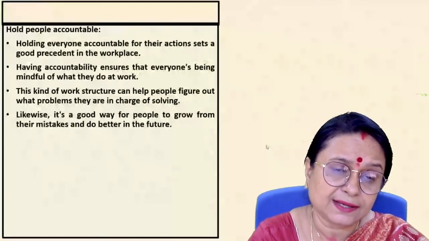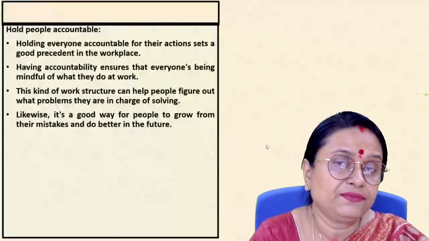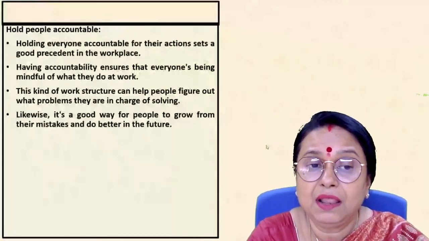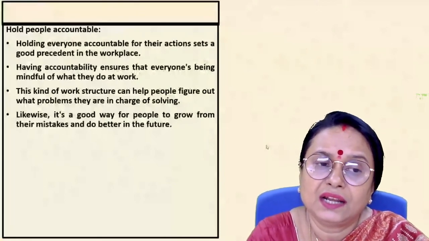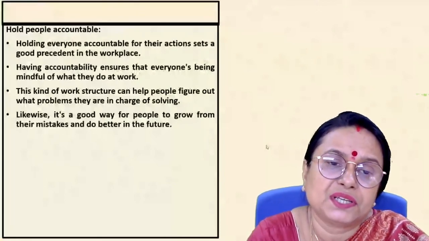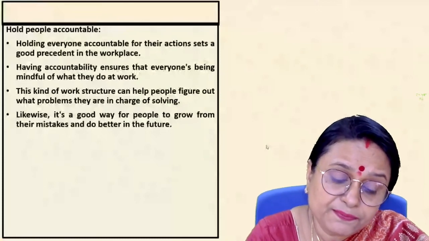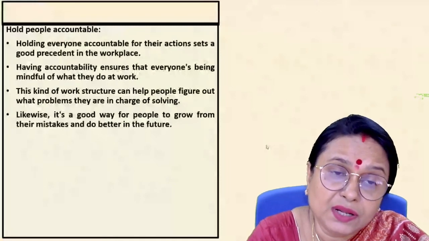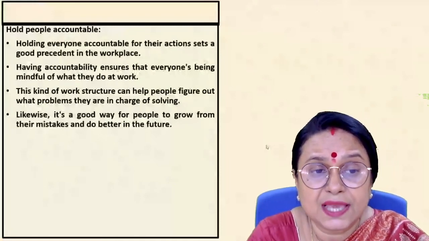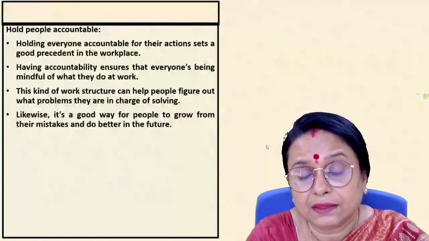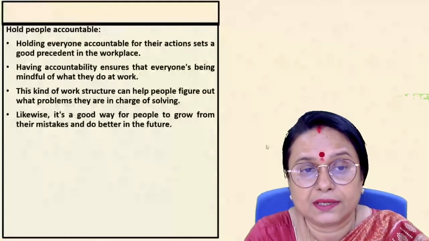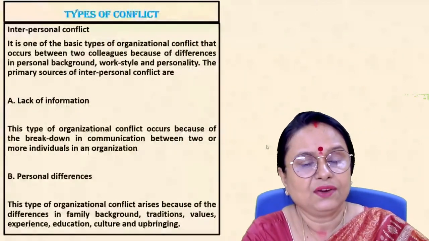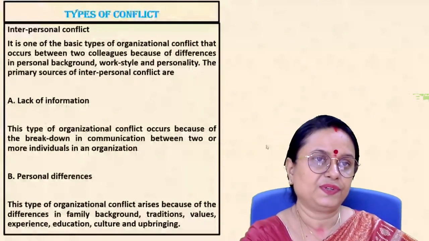So if people accept their mistake, if they take accountability for their mistake, they will learn from it and will not repeat that mistake in future. And if people do not accept their mistake and do not take accountability, then they make the same mistake in future and the conflict will again arise. Then we'll see what the types of conflict are.